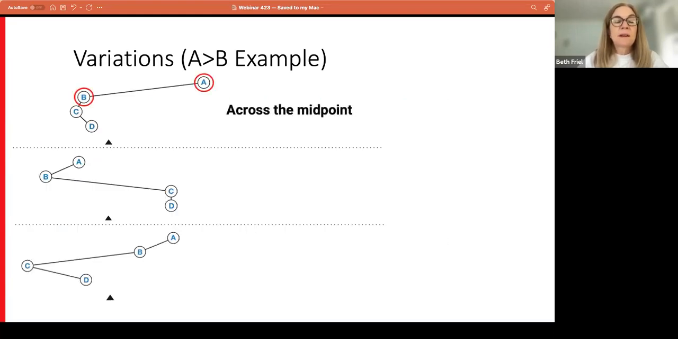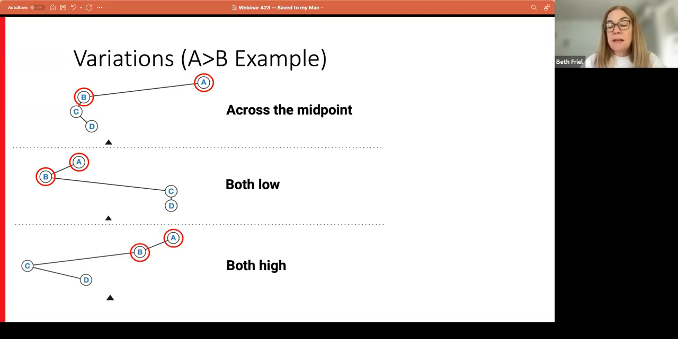So all the factor combinations are the same factor combination, but they're strongest when they cross the midpoint. For this, A higher than B, the A is on one side of the midpoint and the B is on the other side. So you're going to see that behavior pretty strong. The middle one, they're both low, but it's the same factor combination. A is higher than B. It's going to be a little bit different, but same description. And then on the bottom, they're both high, but it's still A higher than B.